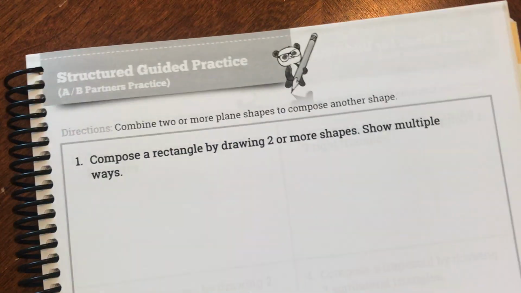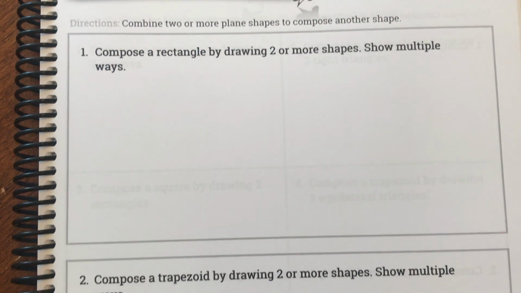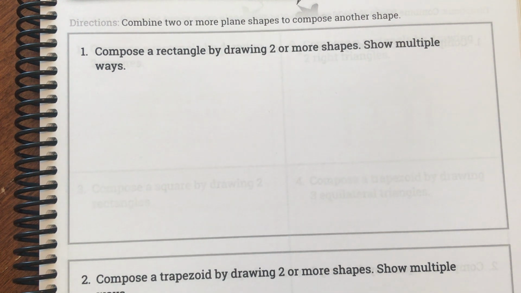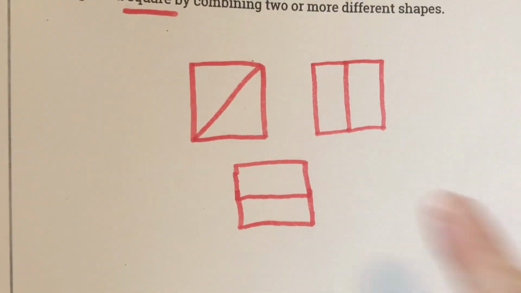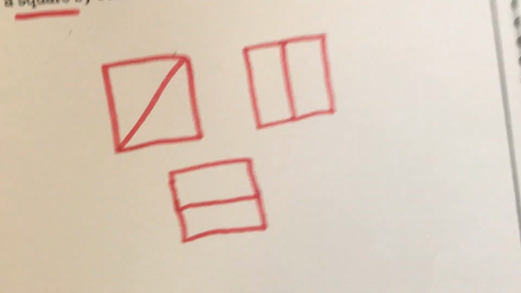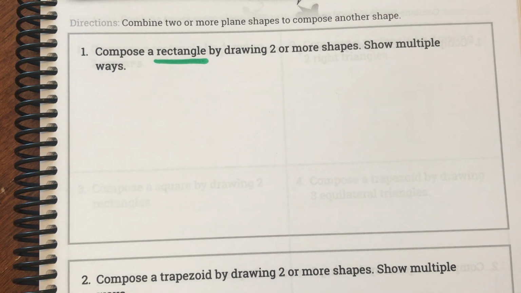We are on page 246, and our first one together says, compose a rectangle by drawing two or more shapes. Show multiple ways. Okay, so they want us to do a rectangle, and when it says show multiple ways, what they want us to do, like I did here, is I showed for my square 3 different ways to do it. That's what they mean by show multiple ways.